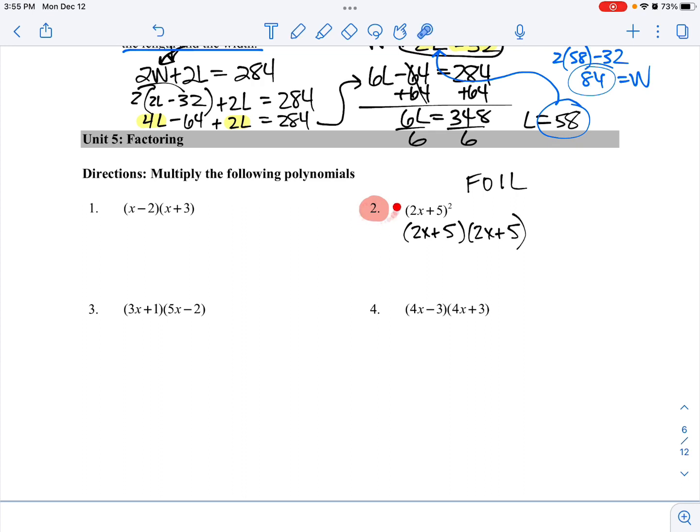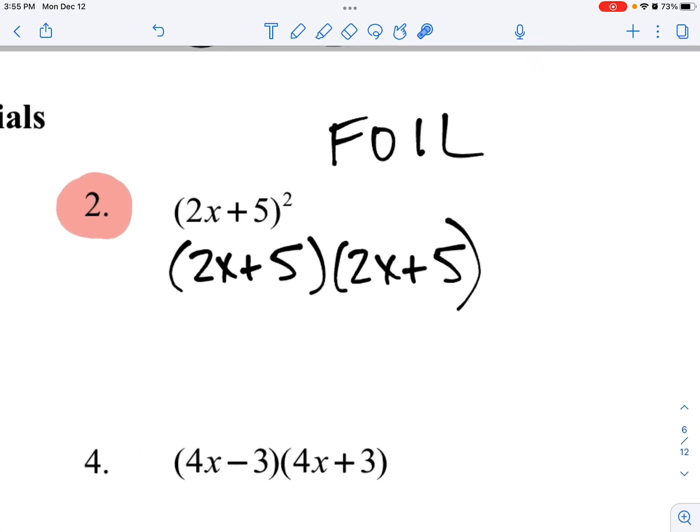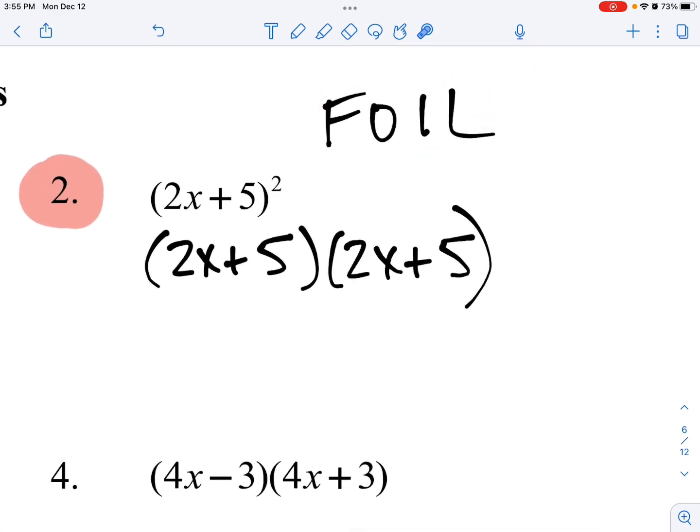I wanted to point out number 2. The first thing you're going to want to do, remember when it's written squared, that means it's the parentheses 2 different times. And I want to remind you what FOIL stands for. First, this times this, 2x times 2x is 4x squared. The O stands for outside, so this times this. 2x times 5 is positive 10x.